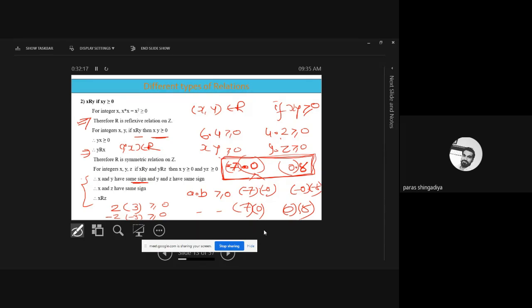Now think about what is transitive. -7 into -8, that is greater than equal to 0, and 7 into 8, that is also greater than equal to 0. Okay, so this is transitive. Okay, there is no any confusion now. Is any query? Okay, that is correct for all such x, y, z जहाँ पे x R y है, y R z है, so x R z is also satisfied.